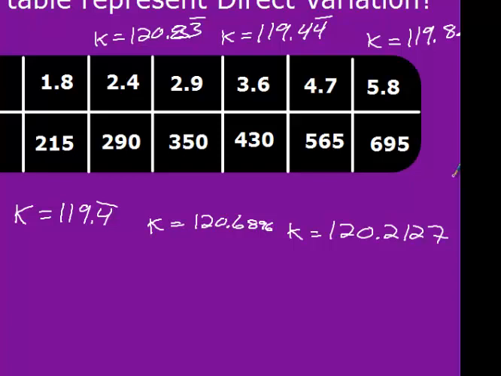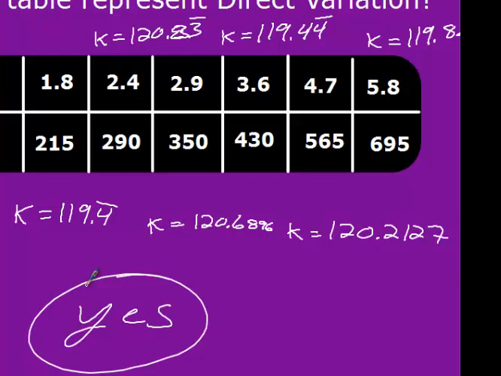So everybody okay with what's going on? So do you think this would be a yes or a no? Do you think this model represents direct variation? Yeah, because the k's are insanely close to each other, right? Yes. If it's a no, it'll be really obvious. Like your k will be like 119, and then the next k would be like 80. Big swings mean no constant of variation, which means no direct variation. But if the k's are really close to each other, and I mean really close like that, then that's a yes.